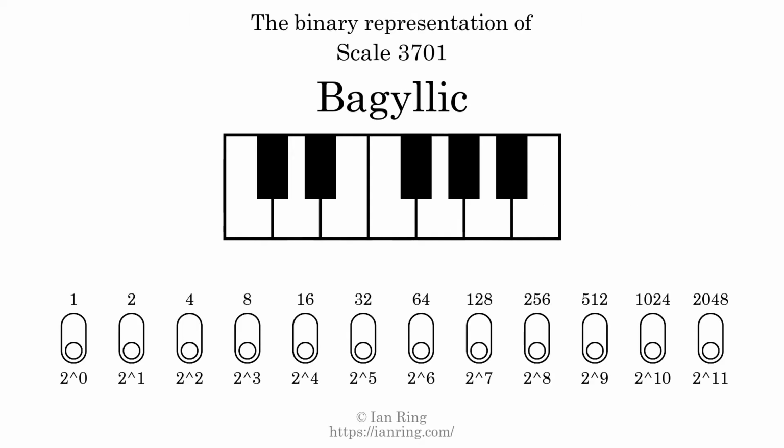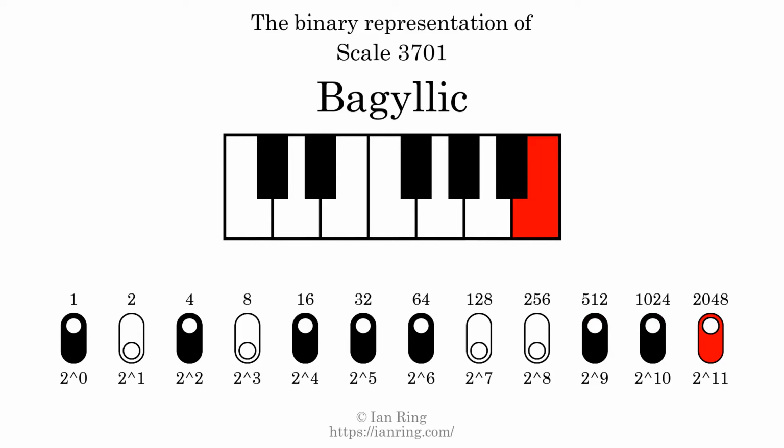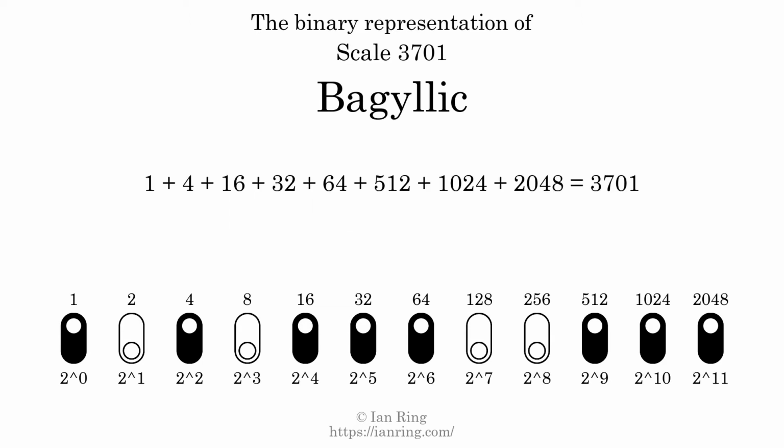The binary representation of this scale is determined by mapping tones of the scale to binary digits. Each binary digit represents a power of 2. To get the scale number, we add the powers of 2 together. The powers of 2 that are present in the scale, all added together, equals 3701. That is why the scale number, in decimal, is 3701.